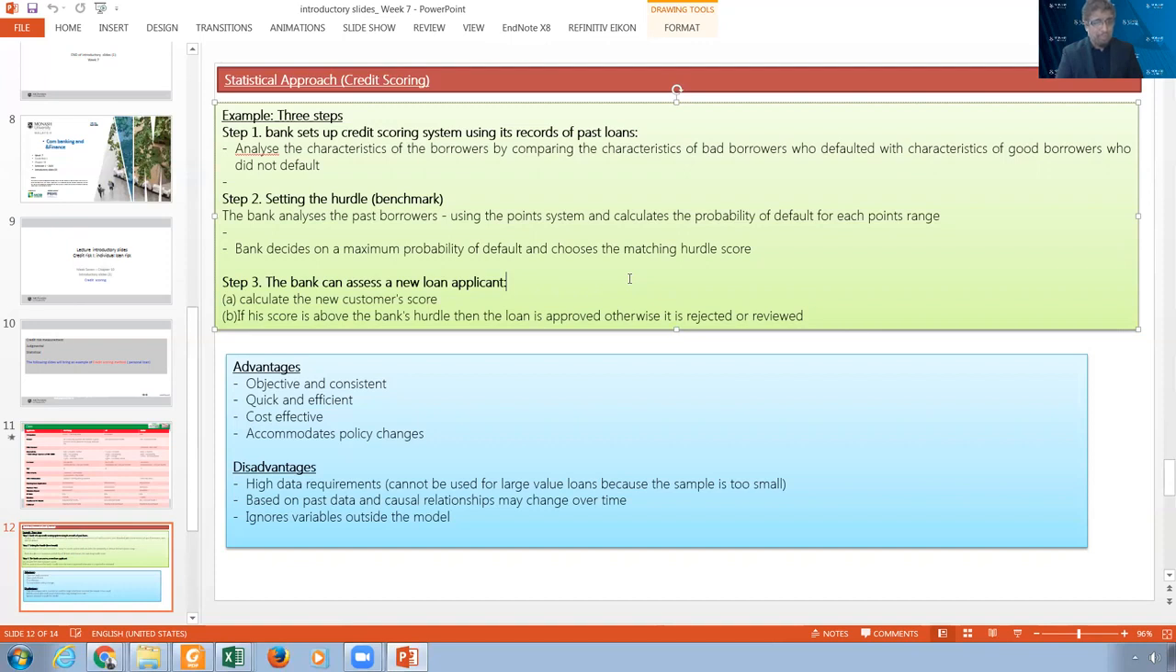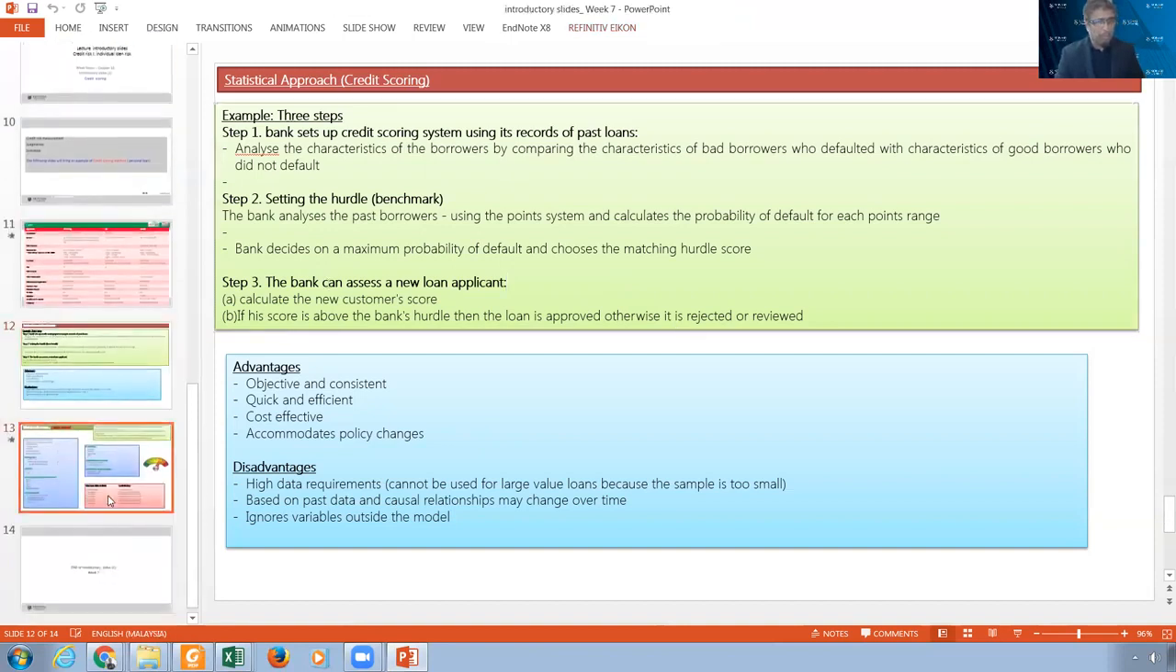Now, when you do the benchmark, whoever goes under the benchmark, you don't give him the loan. And whoever goes over the benchmark, you give him the loan. And this is all automatic. You just take the information according to the modeling you have done before, you key it into the system, and the system will give you red, yellow, or green, which means don't approve, decide about it, or approve. Let me show you here how it works.